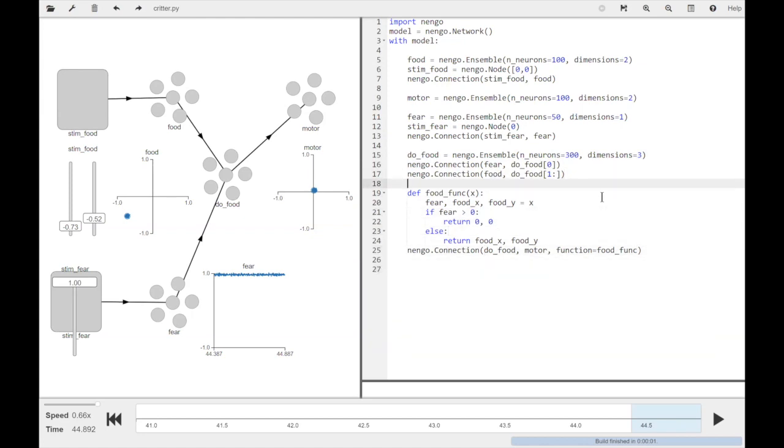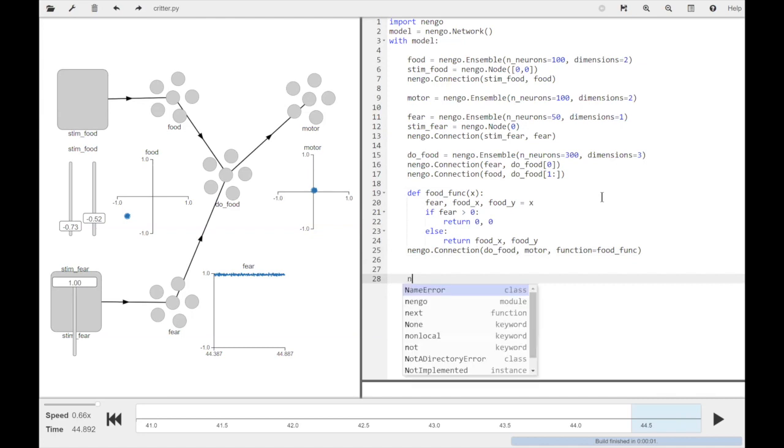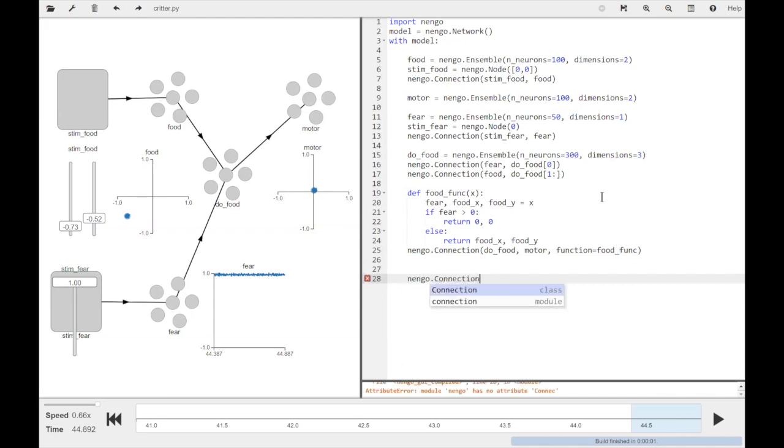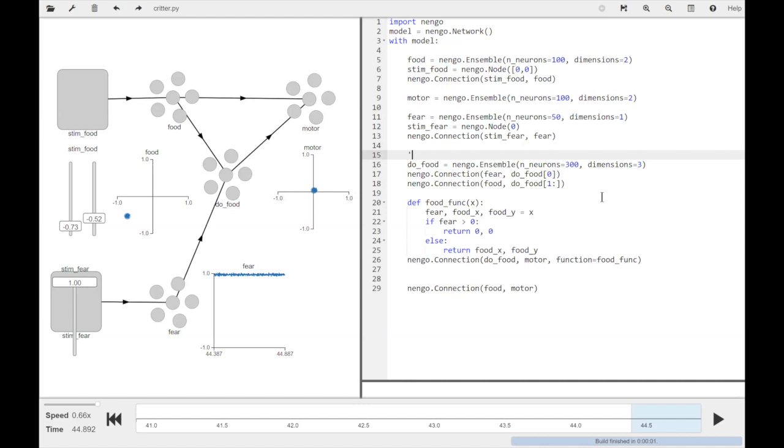We could also have done it, here's another possibility. If I said make a connection from food to motor, I'm just going to comment out all of that temporarily. There we are. So we're back to the normal situation.